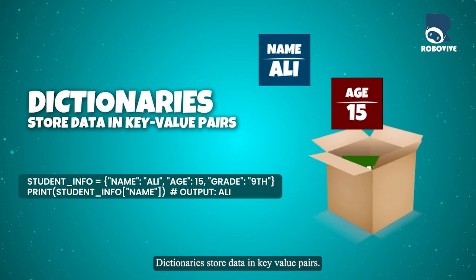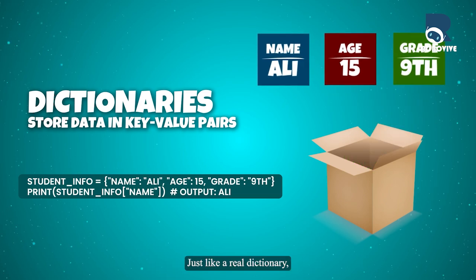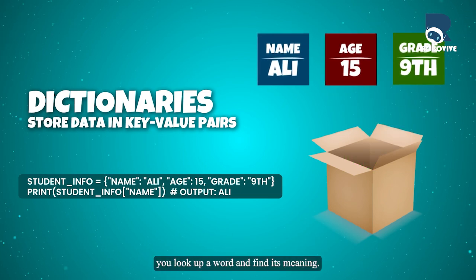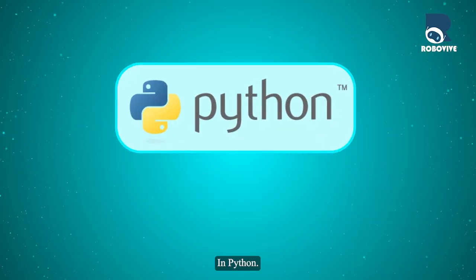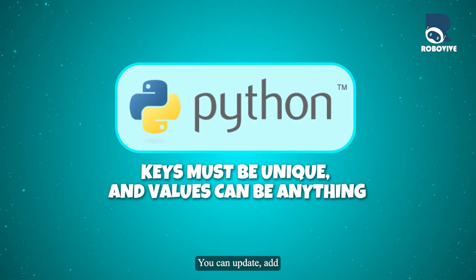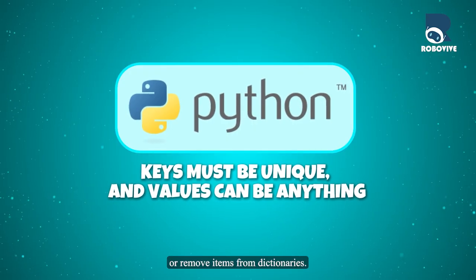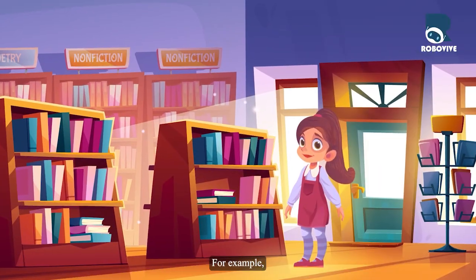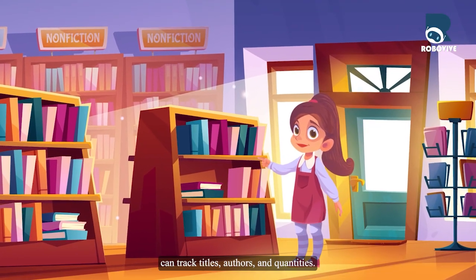Dictionaries store data in key-value pairs. Just like a real dictionary, you look up a word and find its meaning. In Python, keys must be unique, and values can be anything. You can update, add, or remove items from dictionaries. For example, a bookstore inventory system can track titles, authors, and quantities.